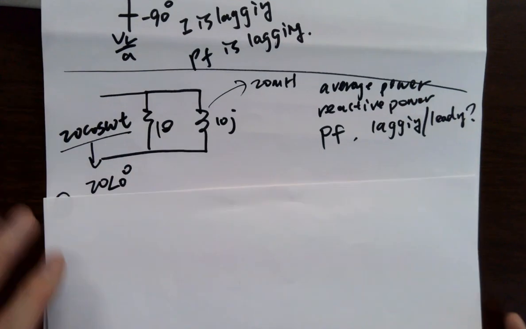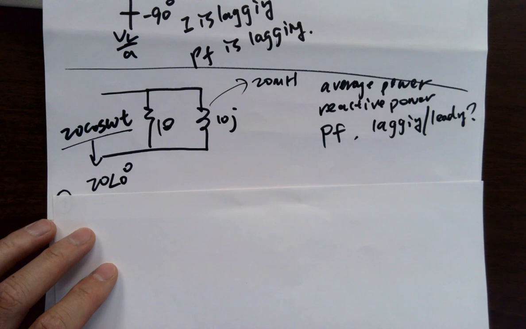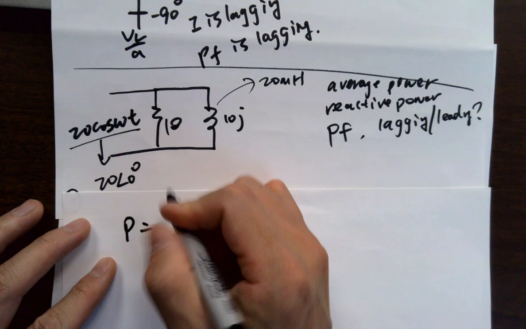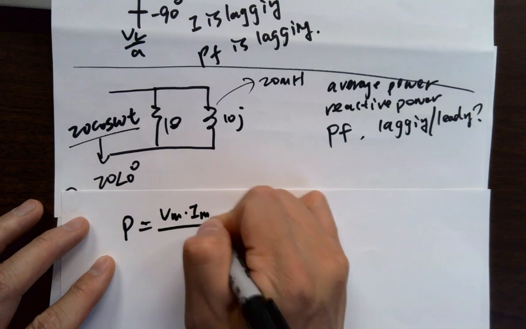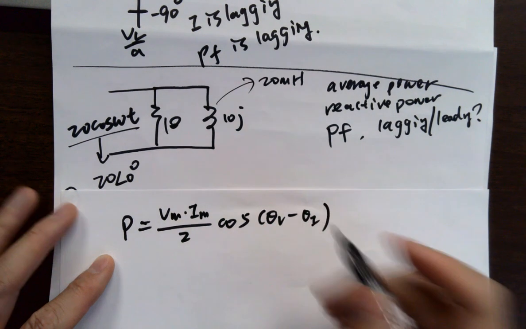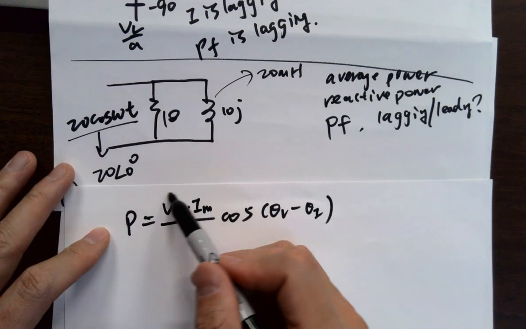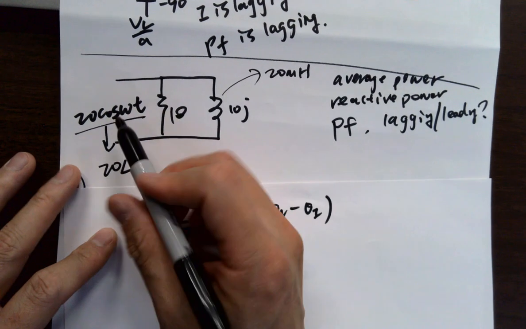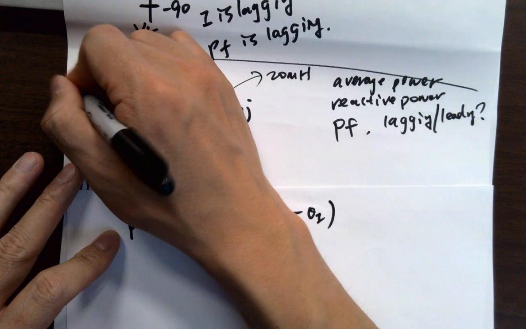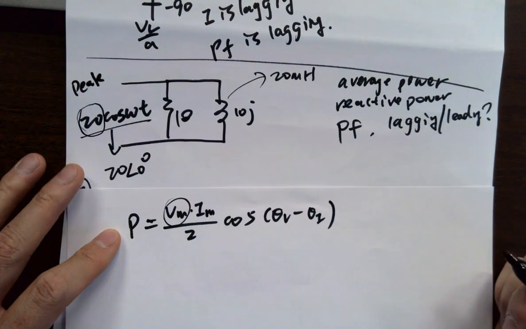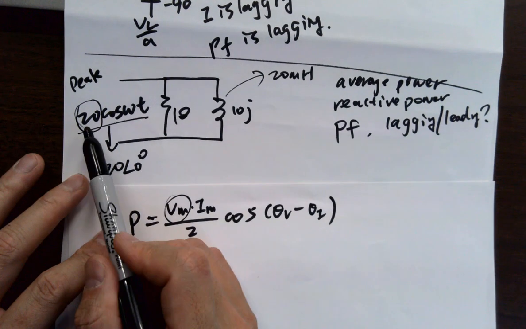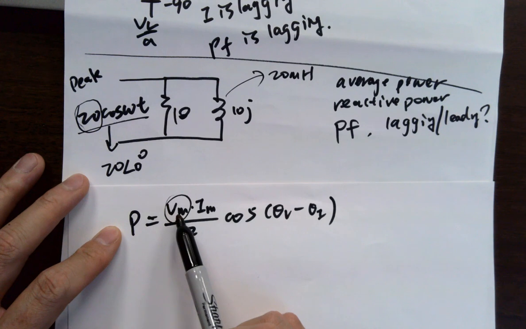What's the component consuming average power? Resistor. Resistor is the only component consuming average power. And what's the equation for average power? P equals Vm times Im over 2 cosine theta V minus theta I, right? That's the equation to calculate it. Keep in mind, this is the peak voltage. If the problem description tells you that this is a peak voltage, it's a peak voltage. So you just have to directly insert that value to Vm over here. So this is Vm.